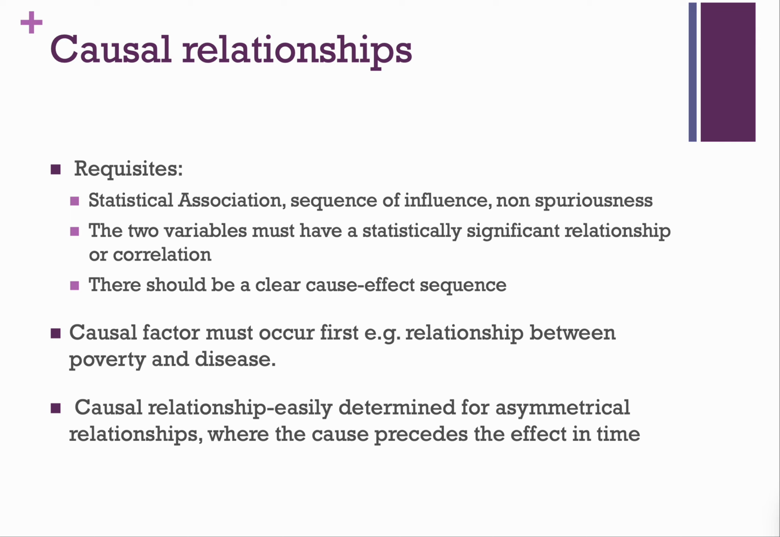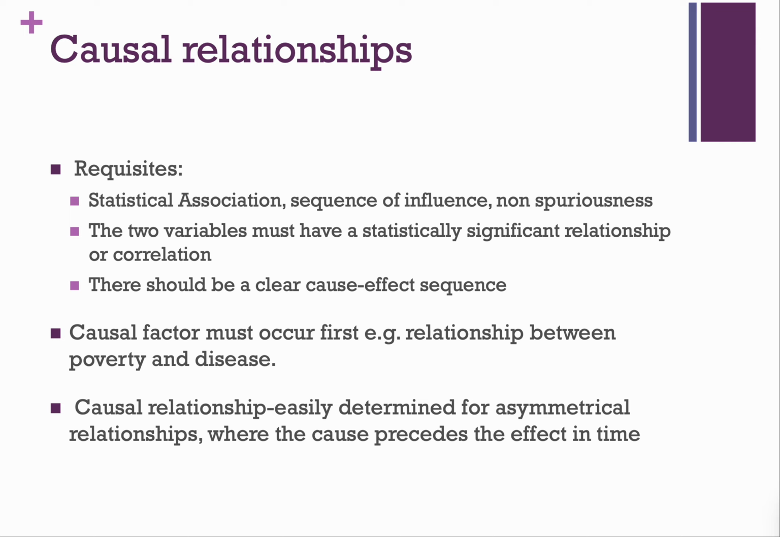So poverty and disease, for example, right? If there are people who are living below the federal poverty line, they are more prone to disease because probably they're homeless and they do not have access to better food and water and health care. And so the causal factor must occur first. So poverty must occur first.